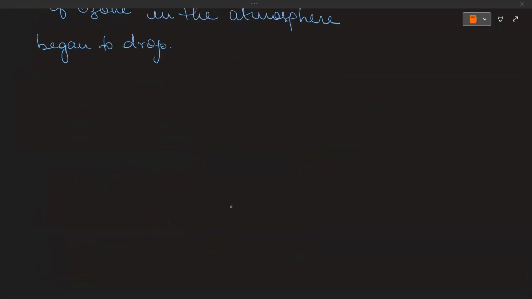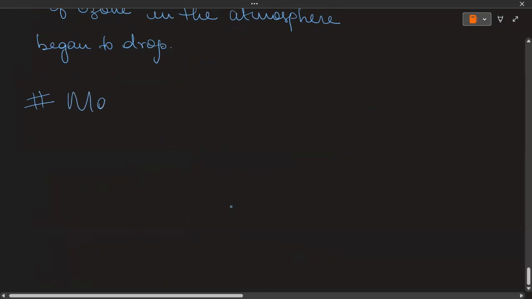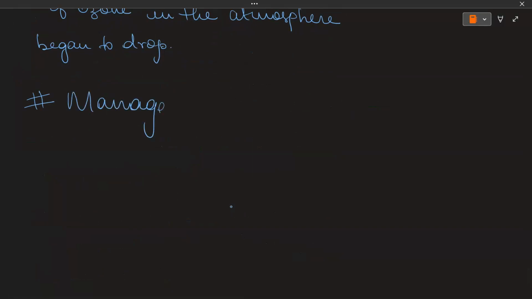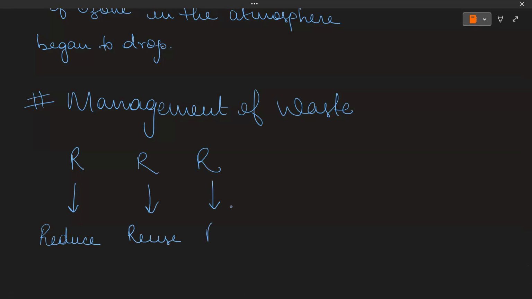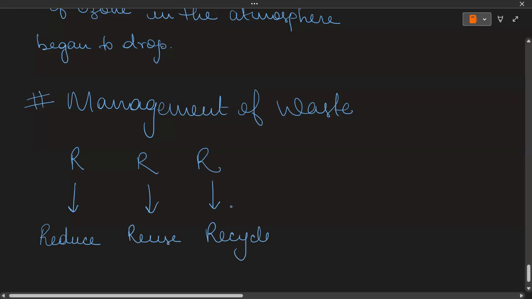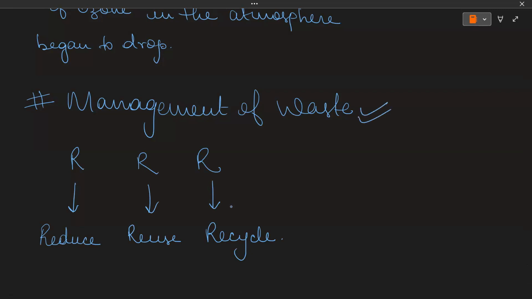All right. Now the last topic of this particular chapter is management of wastes. So see, there are 3 R's. Do you know them? Refuse, reuse, recycle. Yes. First of all, we try to reduce it. Now, when we can't reduce it, we try to reuse it. Now, when we can't reuse it, we try to recycle it. So these are the 3 R's that we must do for the management of the waste.